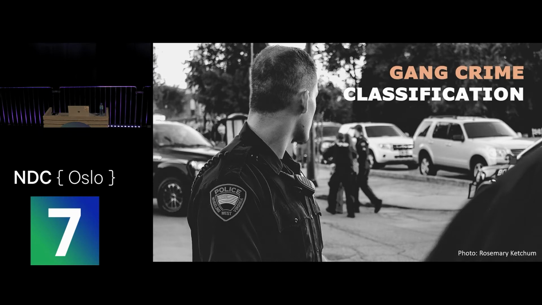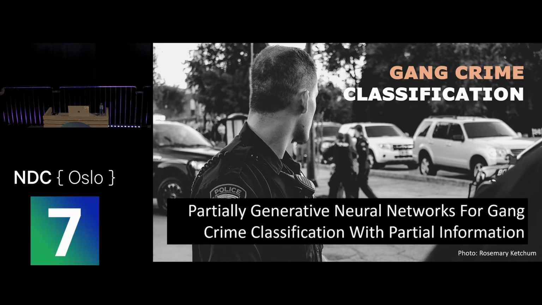Last year, a couple of researchers in LA came up with this model or software to try to figure out if some crime was gang-related or not. They published a paper called Partially Generative Neural Networks for Gang Crime Classification with Partial Information. The partial in this case is that they base their decisions on text in the crime descriptions, and if they don't have text, then they generate some text. So right there, it sounds a bit fishy, I guess.